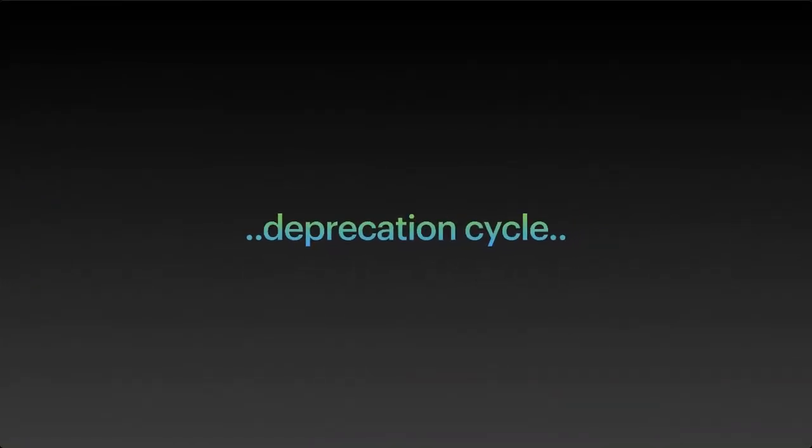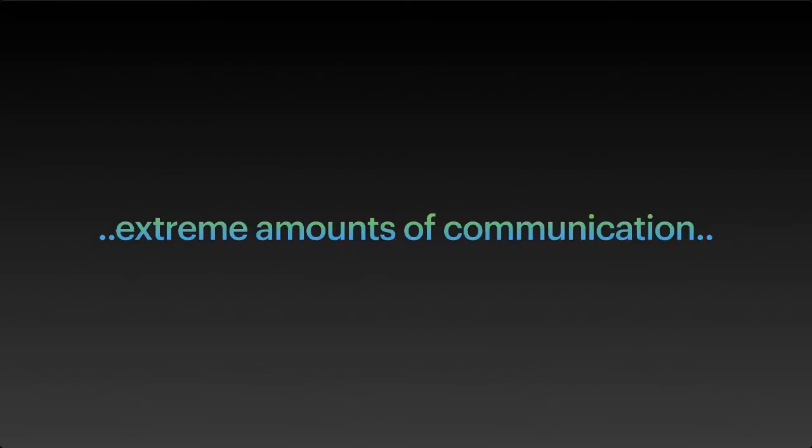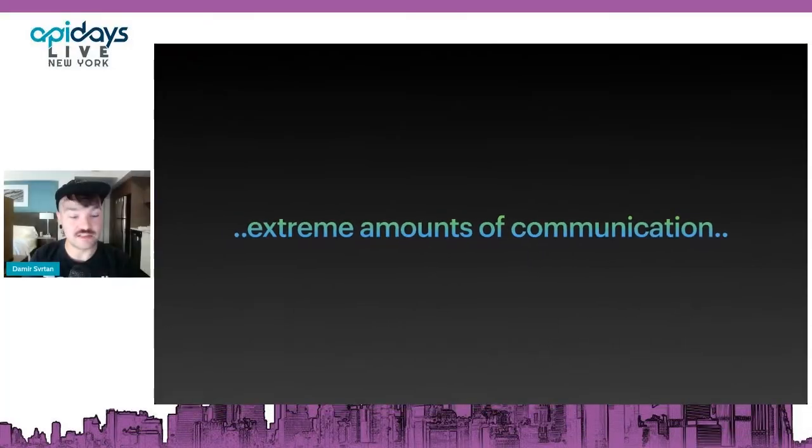We need to mark the field as deprecated if your API schema descriptors allow that. Or if it's a versioned API, we potentially need to release a new API version. Then we need to go to extreme amounts of communication. We need to send out emails, reach out to clients. If it's a platform, it's really hard. You've got to give folks a few months of lead time.